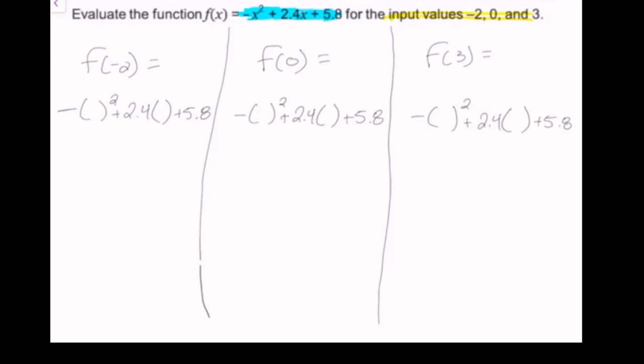So the first value is -2. Let's plug in -2 in our blank spot. So I have a negative times a -2 squared plus 2.4 times -2 plus 5.8. Enter that in your calculator exactly how you see it. The next one, f of 0, I have -0 squared plus 2.4 times 0 plus 5.8. I'm just emphasizing that whatever's inside the parentheses of f just replaces the x. And then the last one, f of 3, is -3 squared plus 2.4 times 3 plus 5.8.